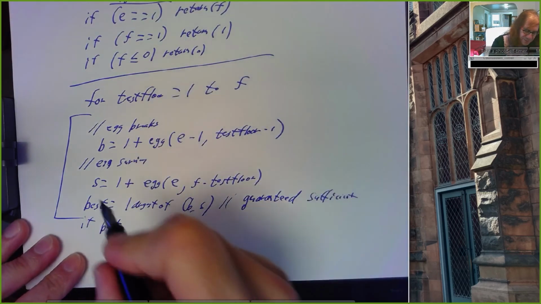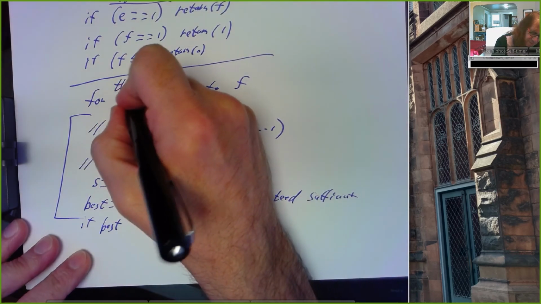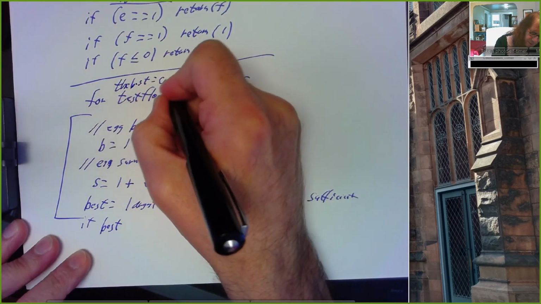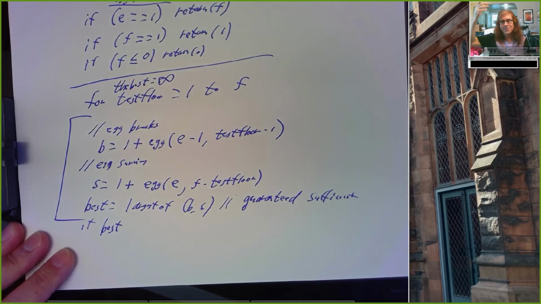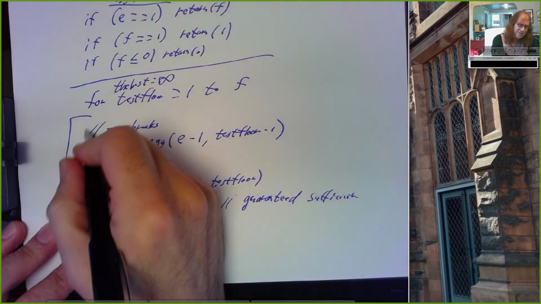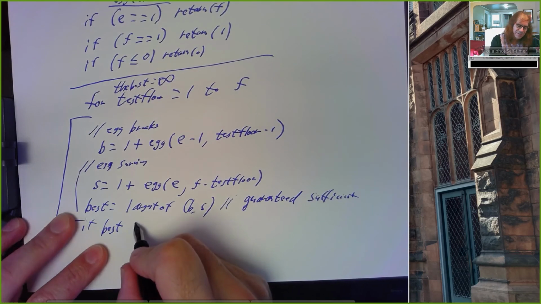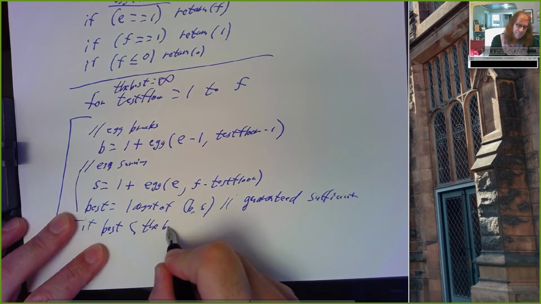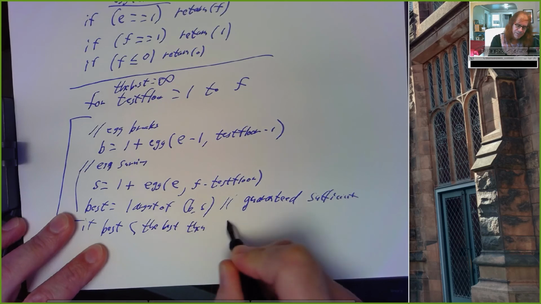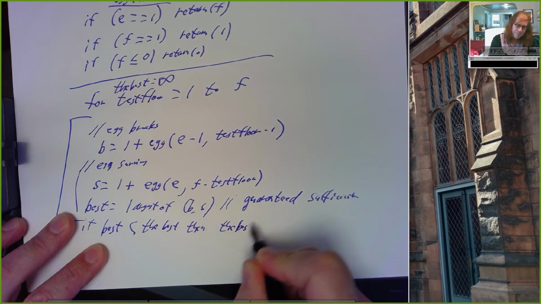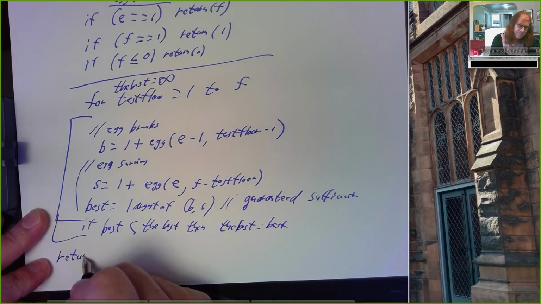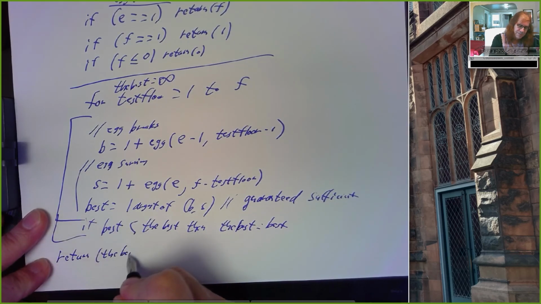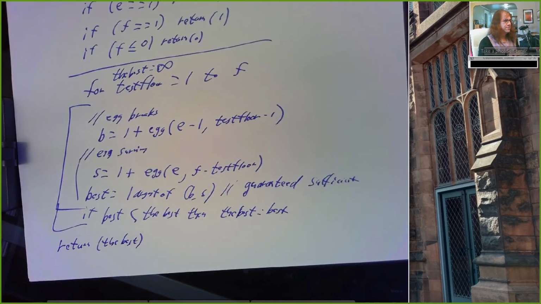And let's start off with the best. We'll initialize it to infinity or something. Initialize it to floors plus 1, some number that's bigger than what your final answer is going to be. And so if the best scenario, dropping from test floor, is less than the best, then set the best equal to it. Come out of your for loop, return the best, and there you go.